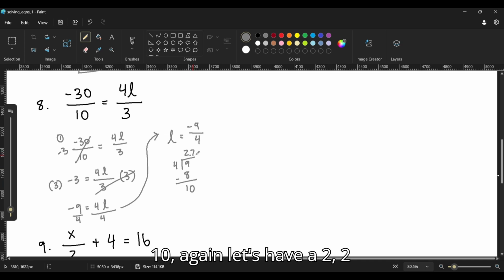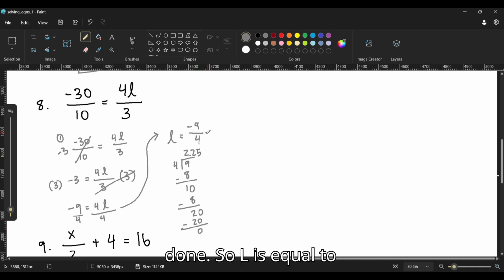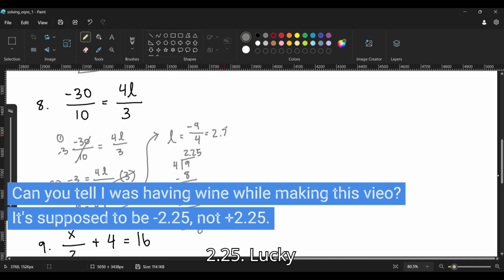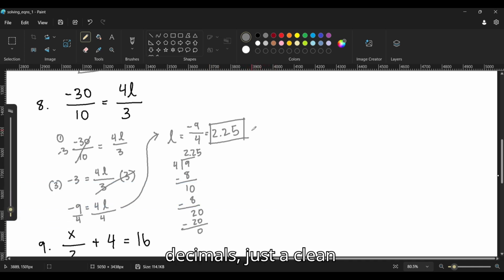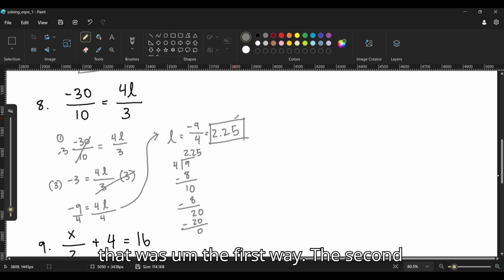10. Again, let's have a 2. 2 times 4 is 8. 10 minus 8 is 2. 20. 4, 8, 12, 16, 20. So 4 goes into 20 5 times. And we're done. So L is equal to 2.25. Lucky me. No crazy repeating decimals. Just a clean 2.25. Alright, that was the first way.